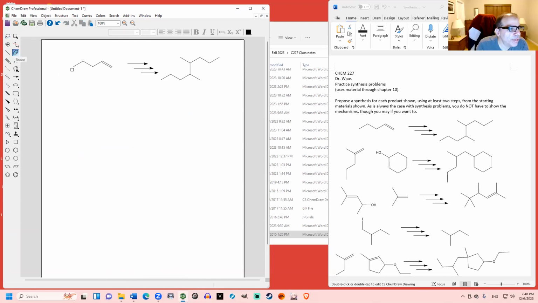So let's practice some synthesis. And there's nothing special about the 3 arrows. I got a lot of questions about that. The idea is to turn this compound into this compound.